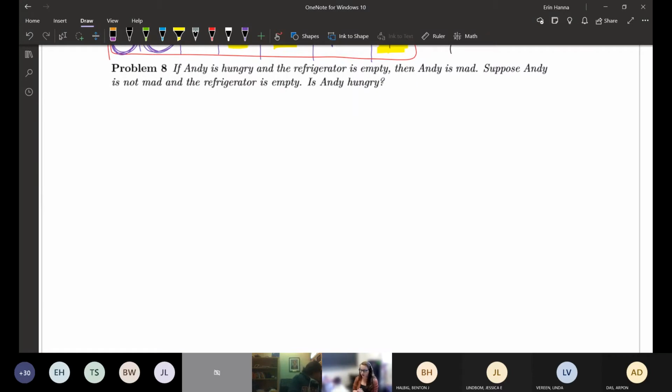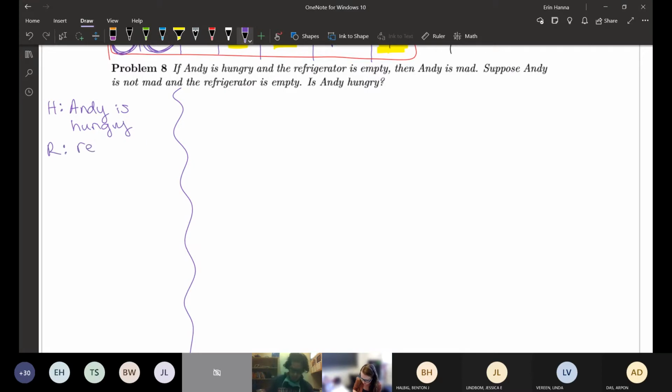Our statement: if Andy is hungry and the refrigerator is empty, then Andy is mad. Suppose Andy is not mad and the refrigerator is empty. Is Andy hungry? So let me do a little bit of setup first. Let me try to block this off so I have enough space. I'll do my truth table over on the right. Let H be Andy is hungry. Let R be the refrigerator is empty. Again, you can choose whatever letters float your boat. I just like to use ones that kind of go with the wording. And then I'll use M for Andy is mad.